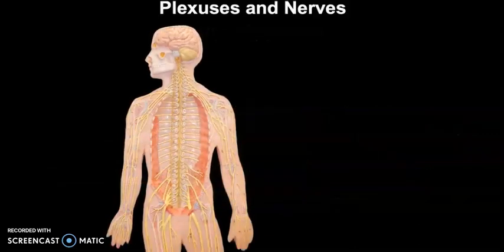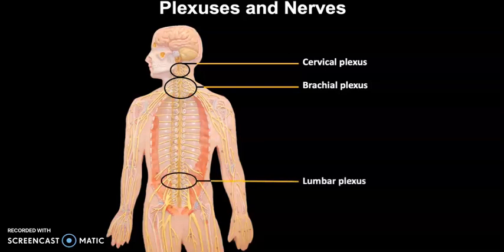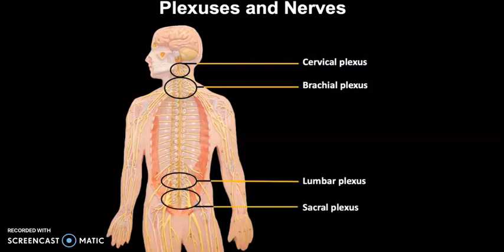Plexus and nerves. Set of nerves give you a plexus. We have four main plexus. The ones in the neck are going to be two of them, cervical plexus and brachial plexus. Below, we're going to have the lumbar plexus in the lumbar area of your vertebral column, and the bottom one is going to be the sacral plexus. Since a plexus is a group of nerves, then these plexuses are going to have branches. Phrenic nerve, for example, is a branch of the cervical plexus.